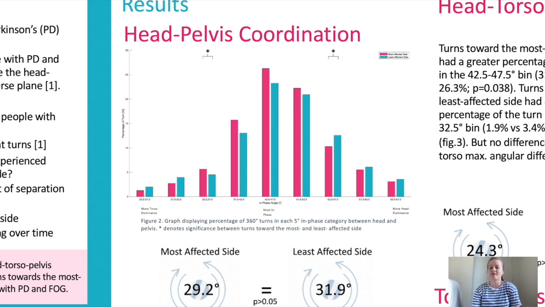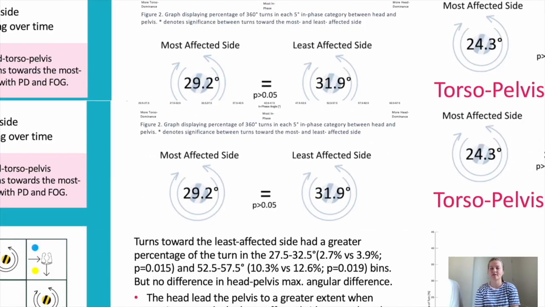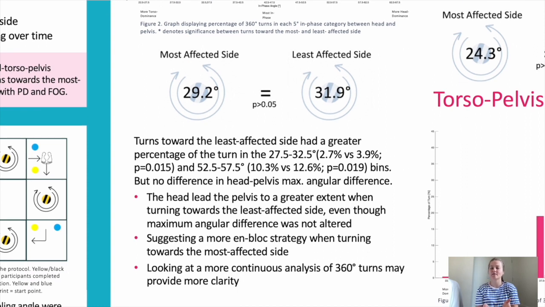What we found in the head and pelvis coupling angle was that turns towards the least affected side actually had a greater percentage of the turn in these slightly more head-dominant and slightly more pelvis-dominant sections, which suggests that the head leads the pelvis to a greater extent when turning towards the least affected side. Although there was no change in maximum angular difference, possibly looking at a more continuous analysis will provide more clarity on the strategies used and be useful to relate these results to stepping.